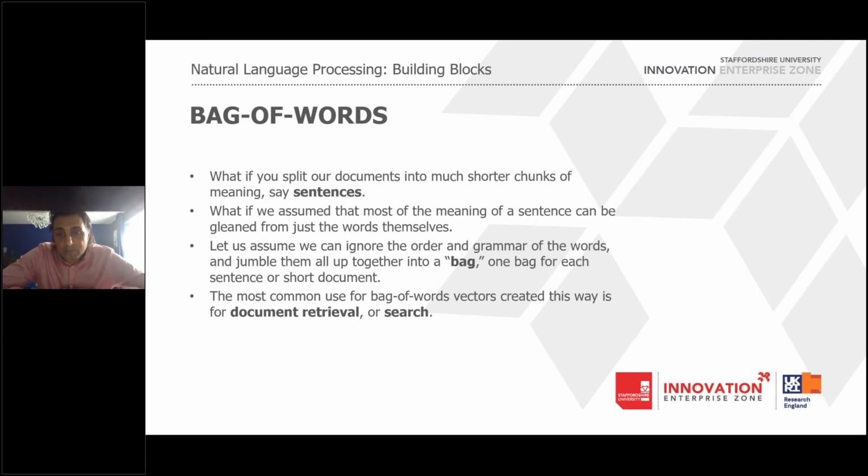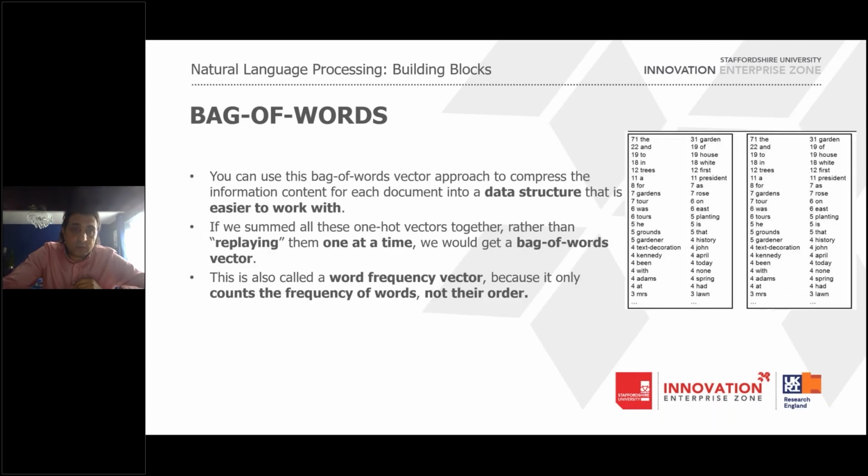So one bag for each sentence. And based on that, we're going to have a much more compressed vector representation. The most common use of bag of words vectors created this way is document retrieval. When we want to retrieve a document or search, we can use this bag of words. So how are we going to do that?